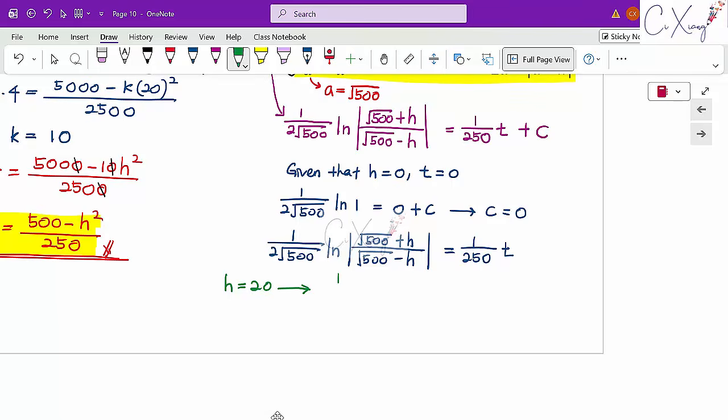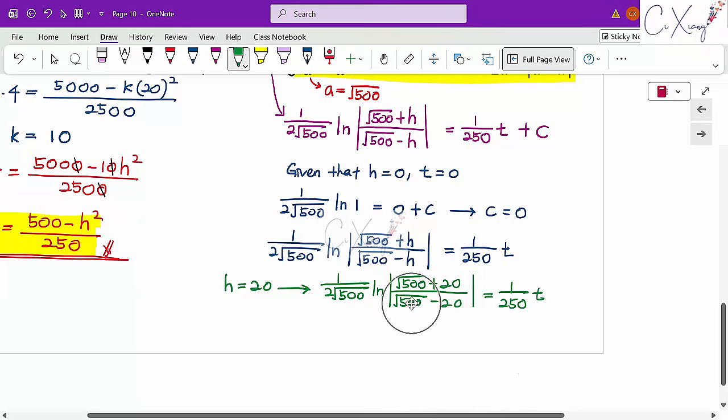Okay, so you just try to substitute 20 into your equation, your particular solution here. So square root 500 plus 20 divided by square root 500 minus 20, then equals 1 over 250 t. So try to use a calculator to help you simplify this, then bring the 250 over. That means you multiply by 250. Okay, and see what you get here for the t.